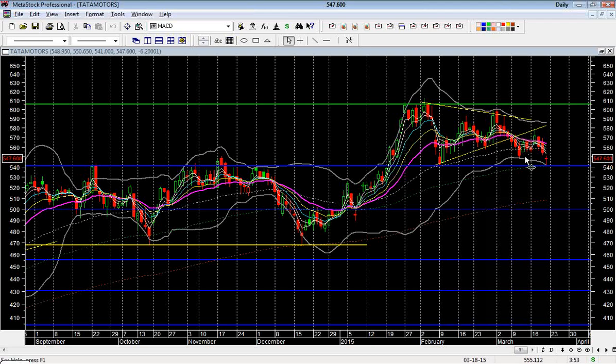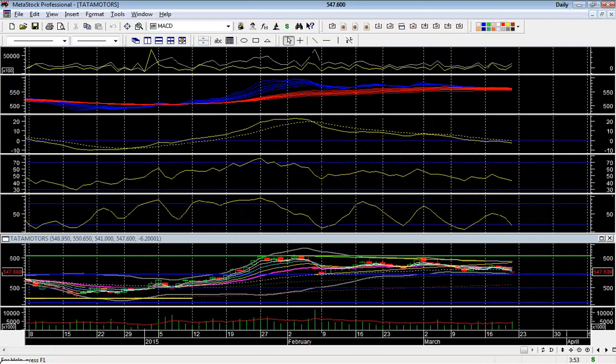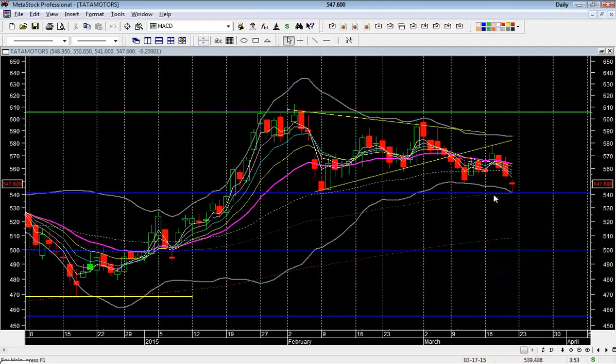Alright, so 2 weeks of sidewards move after breaking down. Then we have a doji on Friday. Slightly higher volumes, no strength in indicators. I think 520 will happen. You could short this with a nice stop loss around 556. It's 547, so that's about 12 rupees up, and 520, 510 on the lower target. Tata Motors, yes.